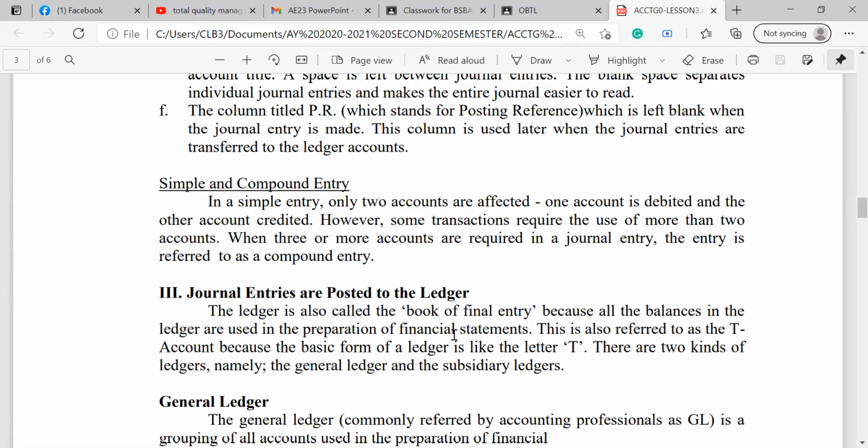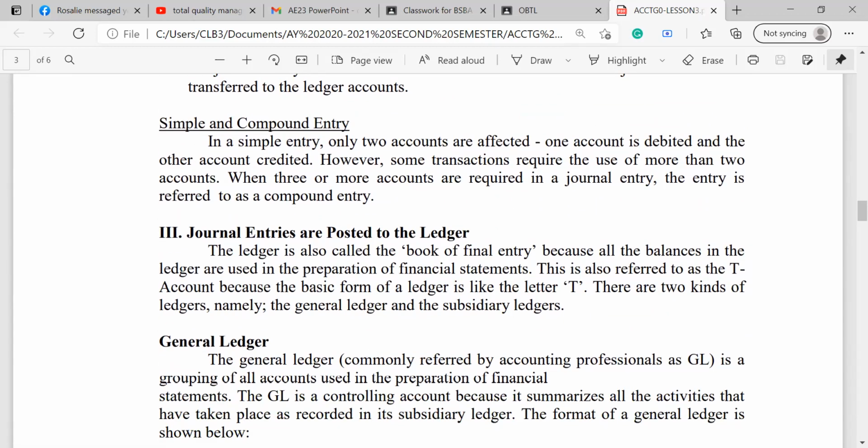Okay? This is also referred to as the T account because the basic form of a ledger is like the letter T. So, in the previous lesson, napag-usapan naman natin ano yung itsura ng T accounts and how do we enter information in a T account. So, ganun po yung concept ng ledger natin. Okay? In terms of kinds ng ledger, katulad lang din siya ng journal, meron siyang general, at meron siyang subsidiary. Dalawa din yung kinds ng ledgers natin.